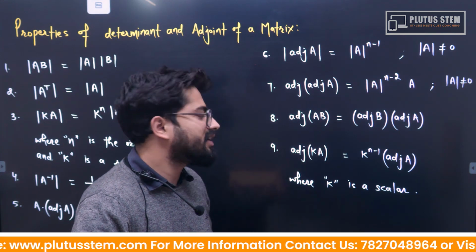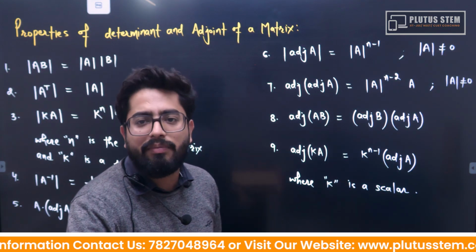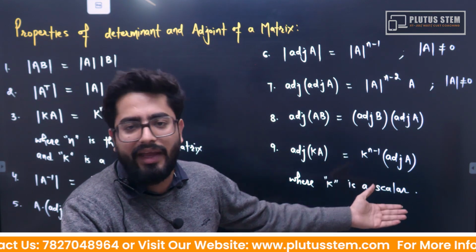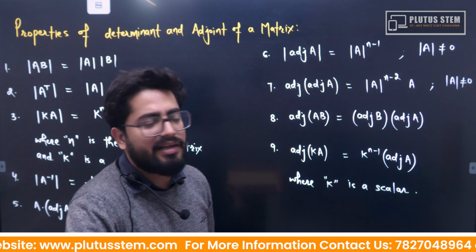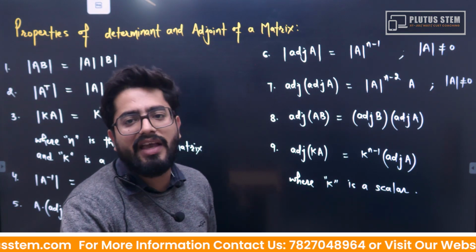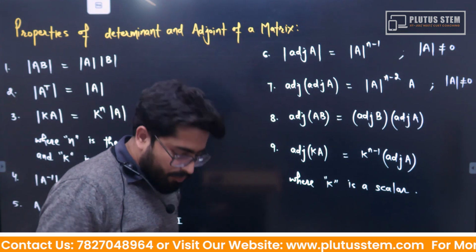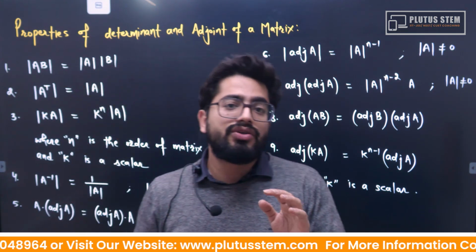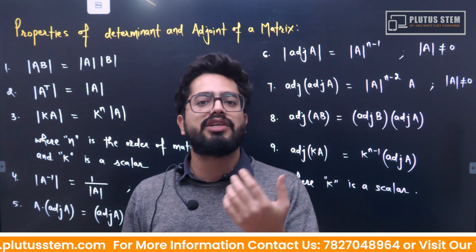Next thing is determinant AB is determinant B into determinant A, that is the reversal law. Next is adjoint KA. Adjoint KA is equal to K power n minus 1 into adjoint A, where n is again the order of the matrix and K is any scalar. So these are some properties, and you generally have questions based on these properties.